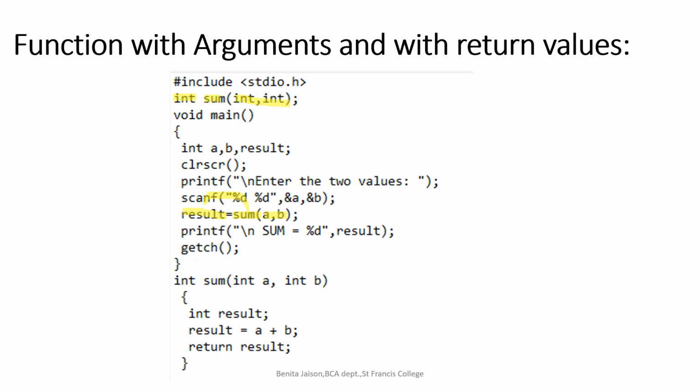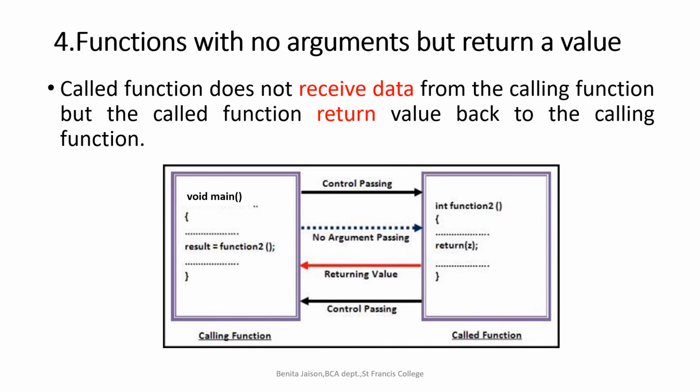So here again, the input and output happen within the main itself. After getting input, we call the function, and within the function we calculate the result and return it back to the main. So displaying of the output also happens within the main. This makes sure there is two-way communication between the called function and the calling function.